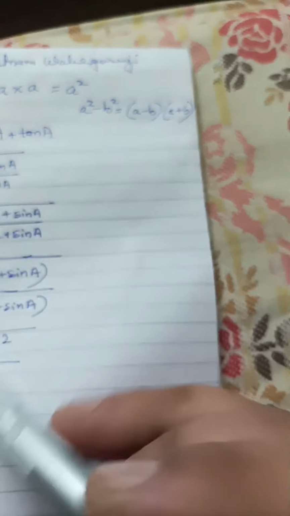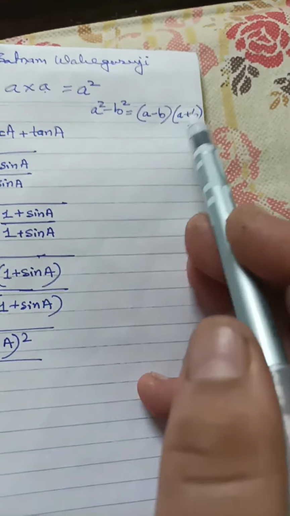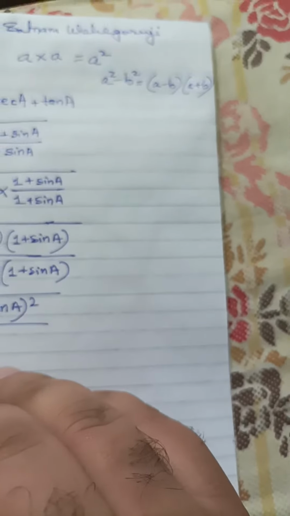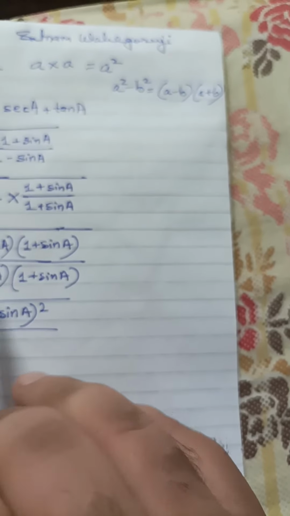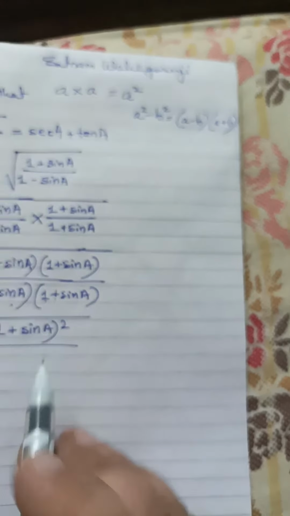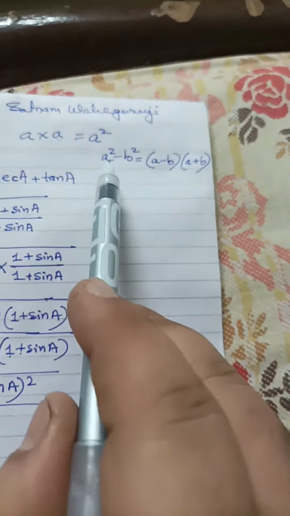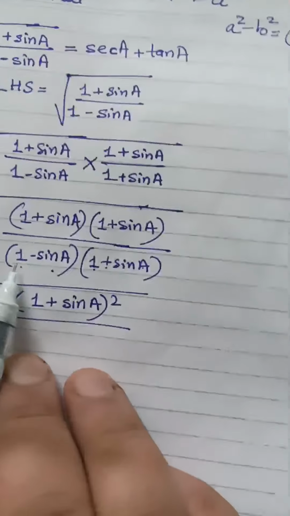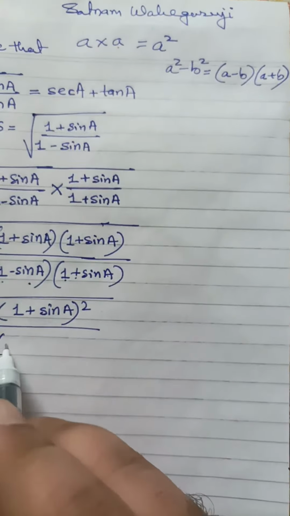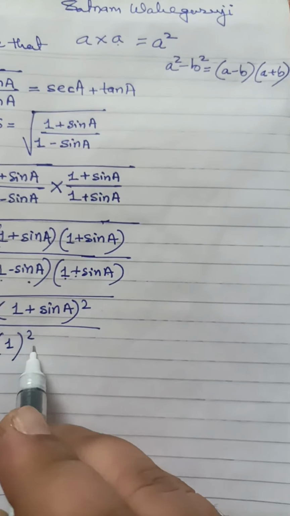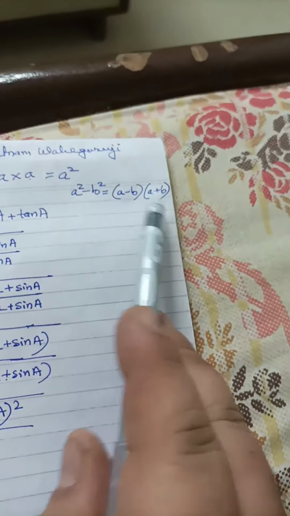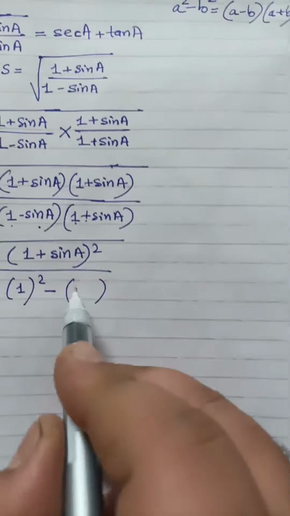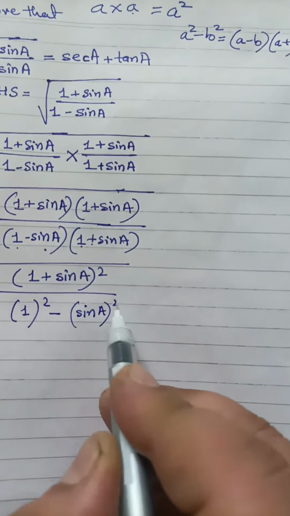You compare a with 1 here and you compare b with sin a. So you got a minus b, a plus b in the denominator. What will be your answer? Your answer will be a square minus b square. Similarly, what is a here? It is 1, so the answer would be 1 square minus b square. What is b here? b is sin a. So it becomes this.